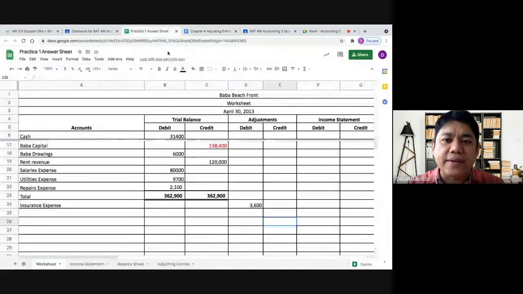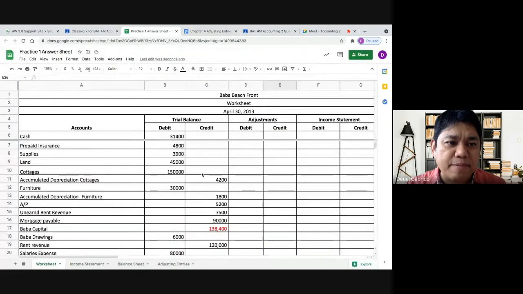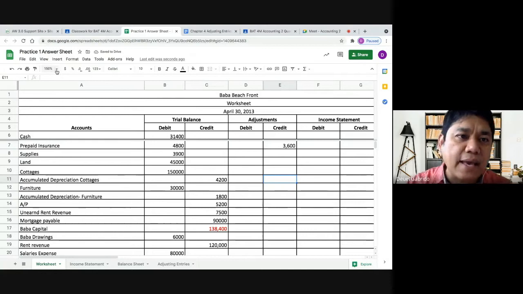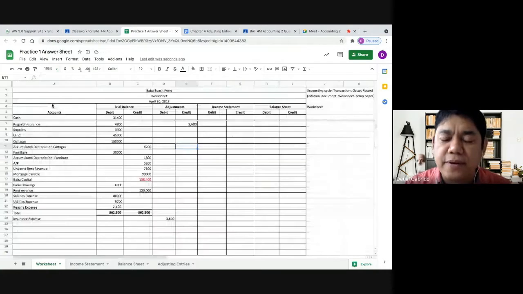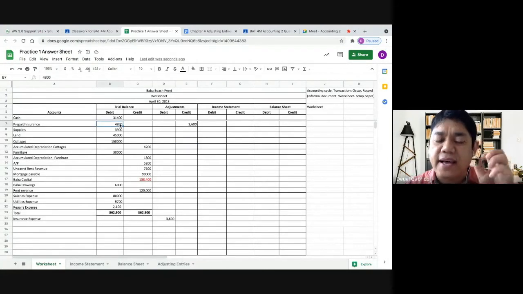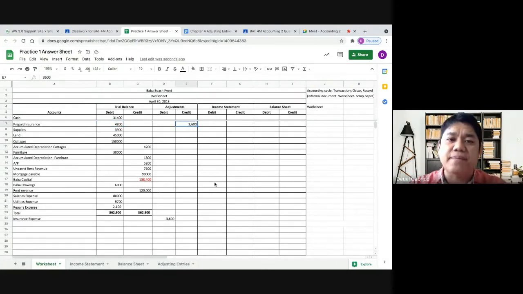Okay? All right. So, where is the prepaid insurance? Do we have prepaid insurance on the list? Oh, there you go. So, the original is 4,800. And in the adjustment, there is a decrease of 3,600, right? So, how much would be the balance of the prepaid insurance at the end of the year if I ask you? Remember the original is 4,800. That's the unadjusted. And there is a decrease of 3,600. What should be the remaining if I ask you?